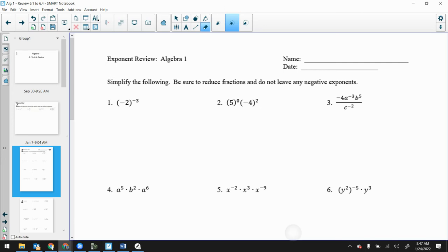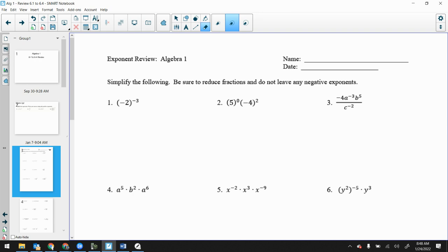Welcome back, everybody. So this is just going to be a review going over everything that could possibly be on the quiz, which is tomorrow, right? The quiz is tomorrow. Now, what is going to be on the quiz? Quiz is from sections 6.1 to 6.4. 6.1 and 6.2 being all of the exponent rules, including 6.2, which is the fraction exponent rules.